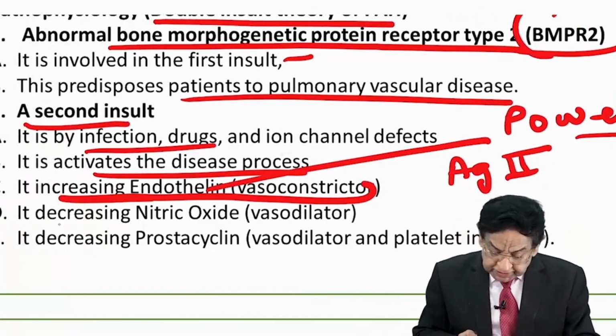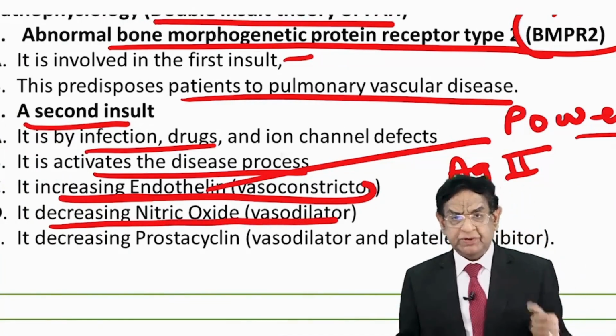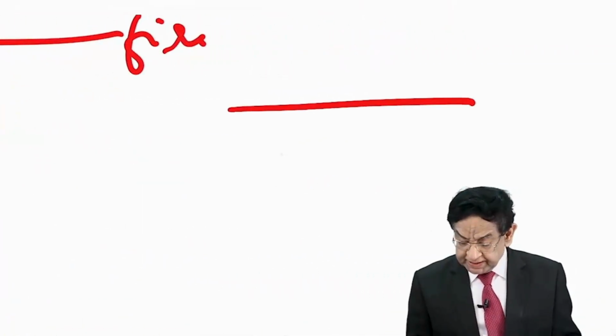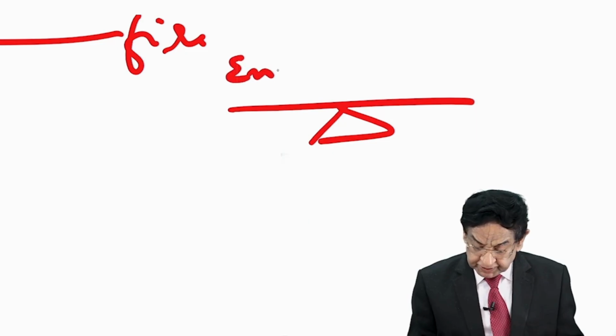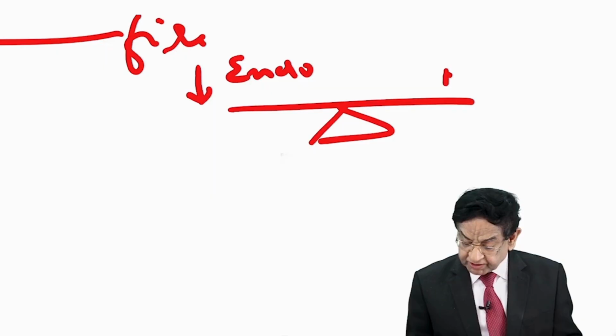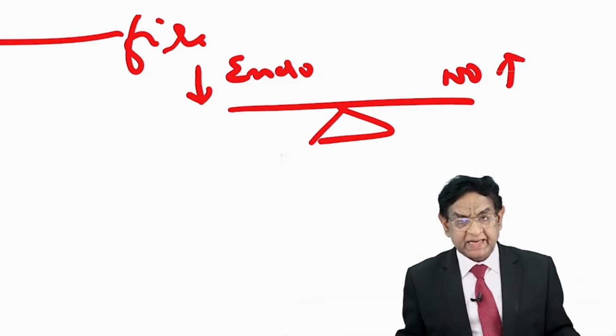It reduces the nitric oxide, which is a vasodilator. So definitely, normally in the balance, we have endothelin, which causes constriction, and we have nitric oxide, which is a vasodilator. So these are in balance.